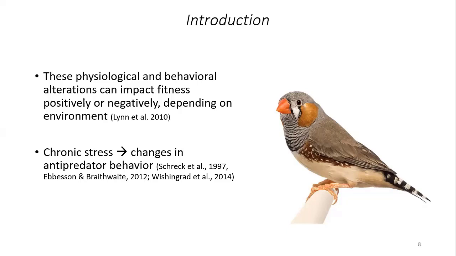So a lot of these behavioral changes resulting from stress have to do with anti-predator behavior, which makes a lot of sense. If predation risk is the source of stress, then individuals need to be able to behaviorally respond to that in order to potentially avoid predators.